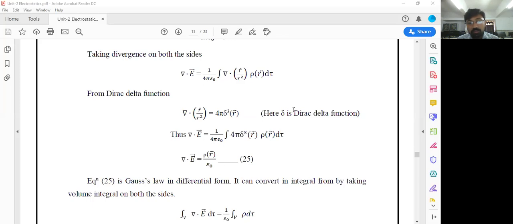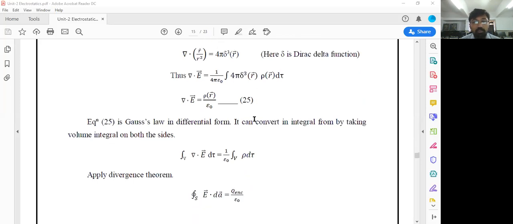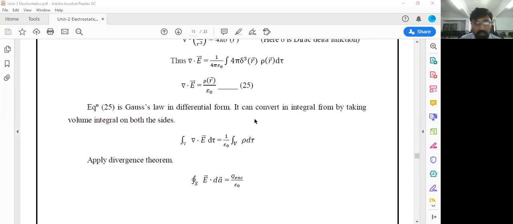Equation number 25 is nothing but Gauss's law in differential form that we derived earlier. Now we will convert it into integral form, and for that we will take integration over volume on both sides of equation 25. So equation 25 becomes integration over volume V of del dot E d tau equals 1 upon epsilon 0 integration over volume V of rho d tau.